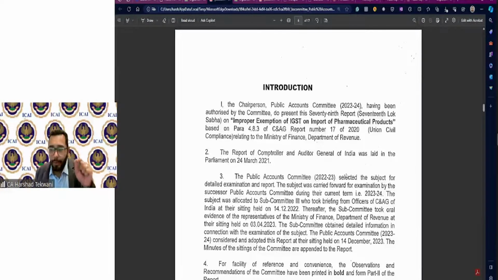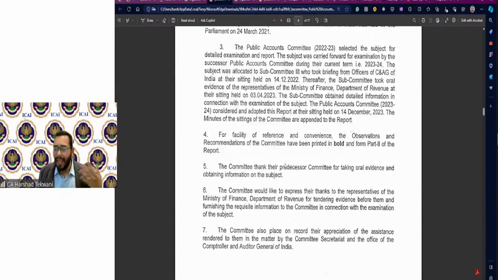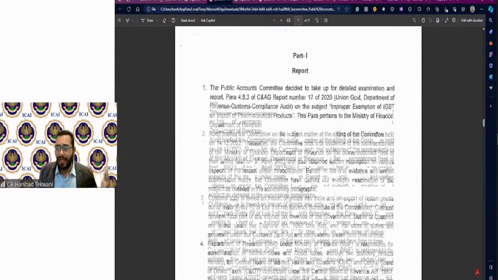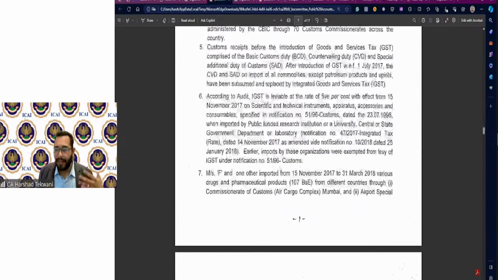So there was an audit report which was issued by CNAG. In that report, there was an observation. That observation was then picked up by the public accounts committee. They went into detail of the observation, and they provide every detail. Like, the subject was carried forward for examination by the previous committee. Sittings happened, and then they went and understood the detail about the observation. What was the observation? Why was it so? They go into very much detail, and they then present their report.